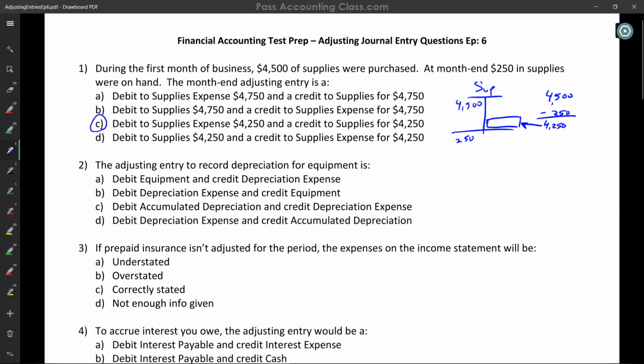For question 2, it says the adjusting entry to record depreciation for equipment is debit equipment and credit depreciation expense, debit depreciation expense and credit equipment, debit accumulated depreciation and credit depreciation expense, or debit depreciation expense and credit accumulated depreciation. So whenever we record depreciation, we are going to debit depreciation expense. It's an expense account. We increase the balance of an expense account by debiting it. And then we are going to credit an account called accumulated depreciation. It's a contra asset, which means the normal balance is going to be a credit. So to increase the balance of accumulated depreciation, we're going to credit it. So the answer here is going to be D.